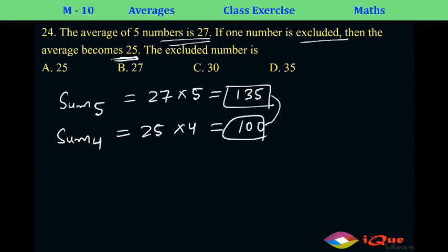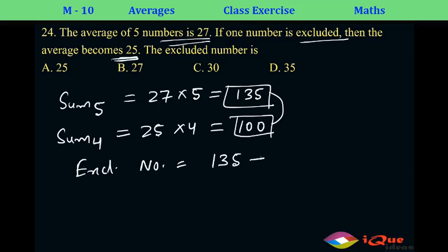Whatever is the difference of these two is the excluded number. So the excluded number is equal to 135 minus 100, which is equal to 35. So it's a simple question. Answer is D option. Alright.